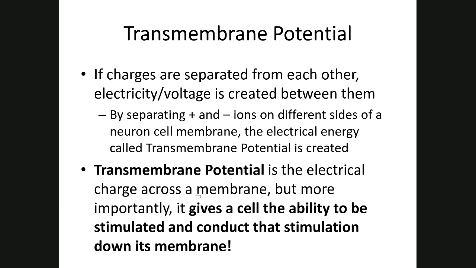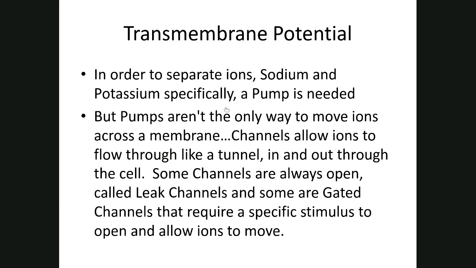But what really is important right now is that if a cell exhibits transmembrane potential, that cell has the ability to be stimulated and then to conduct that stimulation down itself, down its membrane. So what we're saying here is we're going to create electricity on the membrane. The action potential is on the membrane of this neuron. As long as we can create transmembrane potential, as long as we can separate ions, that cell can exhibit excitability and conductivity. Those were two of the characteristics that we talked about. So first off, transmembrane potential gives the cell the ability to be stimulated.